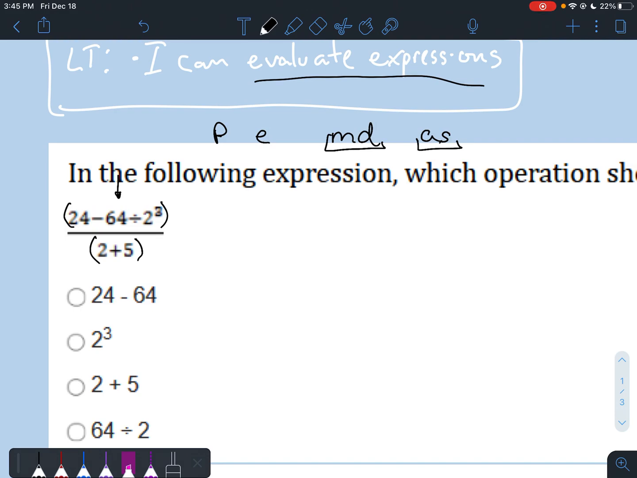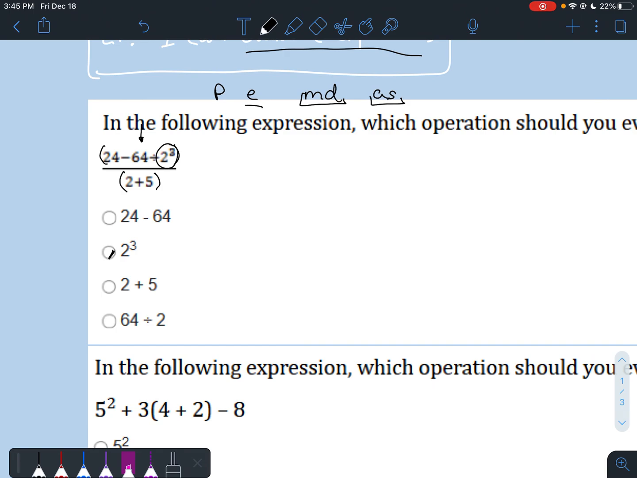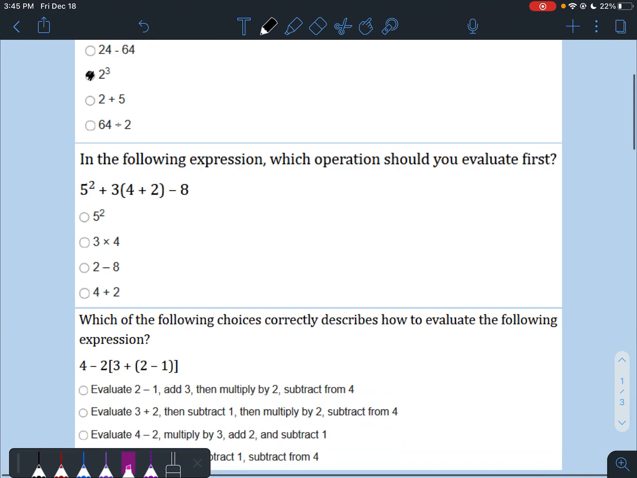So take a look, parentheses. We're going to zoom in on the parentheses first. Inside the parentheses, the order of operation kicks over. So we're going to look there and we're going to say, okay, we've got no extra parentheses. Exponents. Do we have exponents? And as a matter of fact, yes, we do. So the first thing you're going to do to evaluate this is 2 to the third.